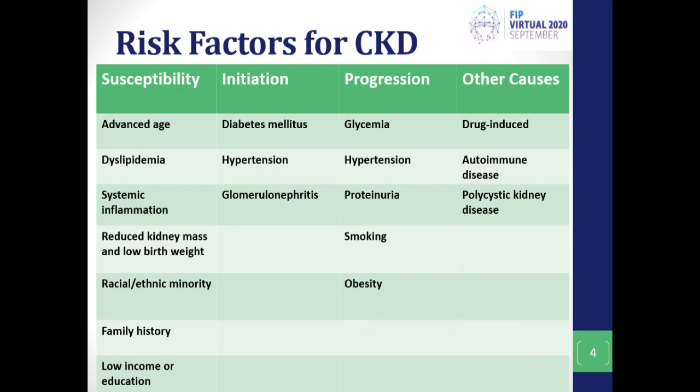Moving to the risk factors of CKD, we have different risk factors, including susceptibility, initiation, progression factors, in addition to many other causes. Susceptibility factors can increase the risk, but they have not proven to have direct cause of CKD, including advanced age, dyslipidemia, systemic inflammation, in addition to many other factors. As for initiation factors, they include diabetes, hypertension, glomerulonephritis. We have progression factors and other causes.